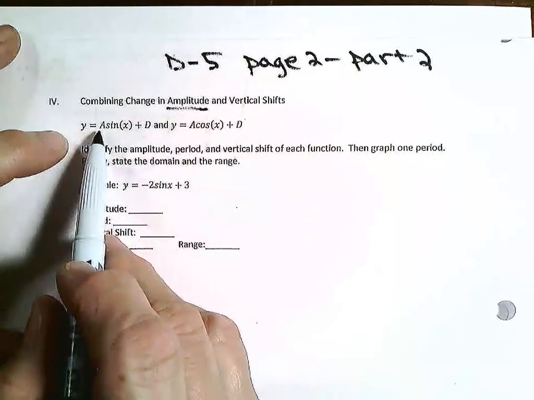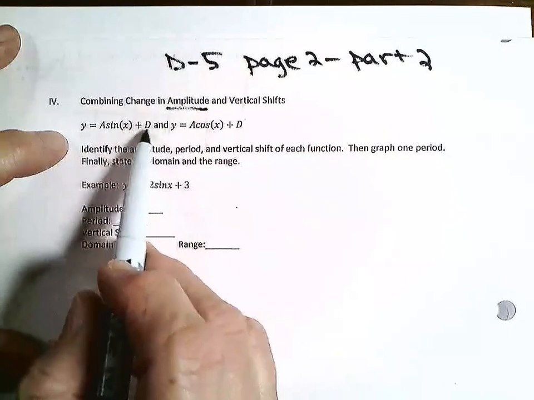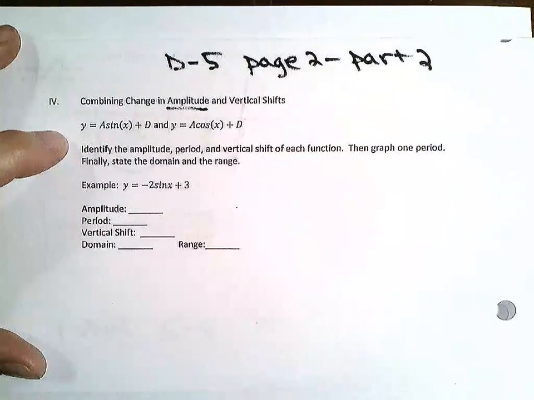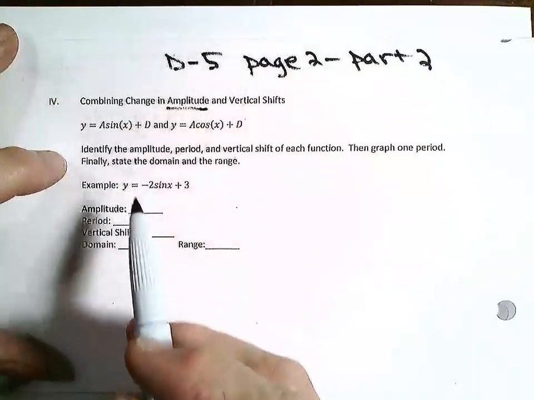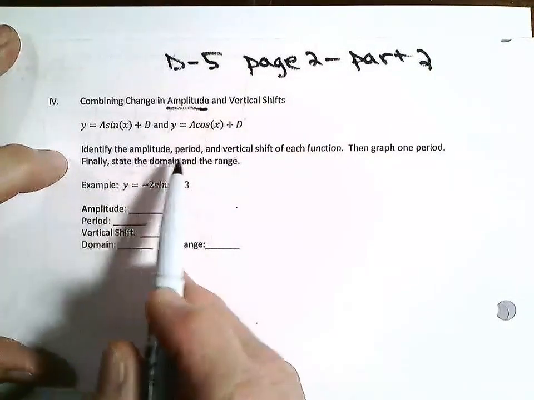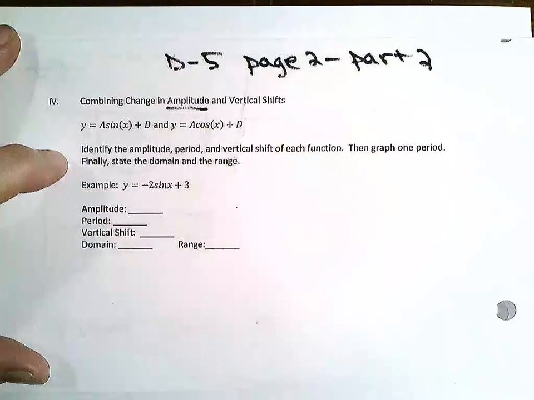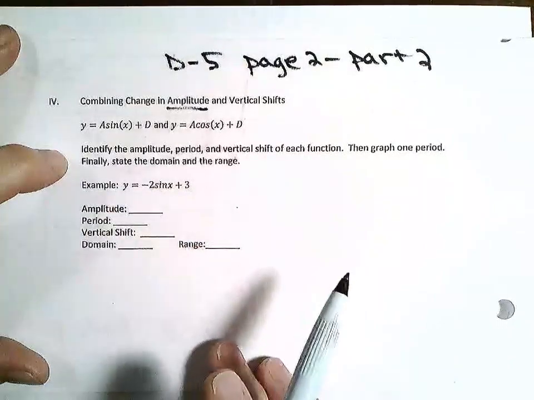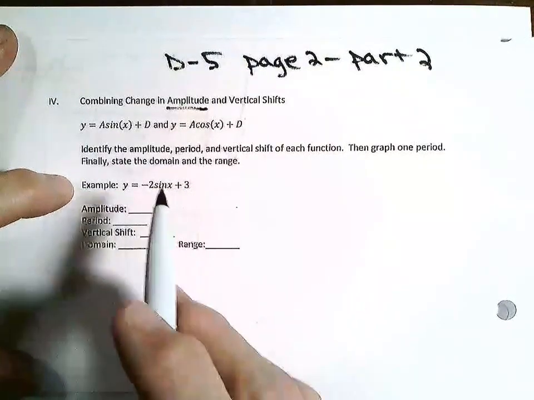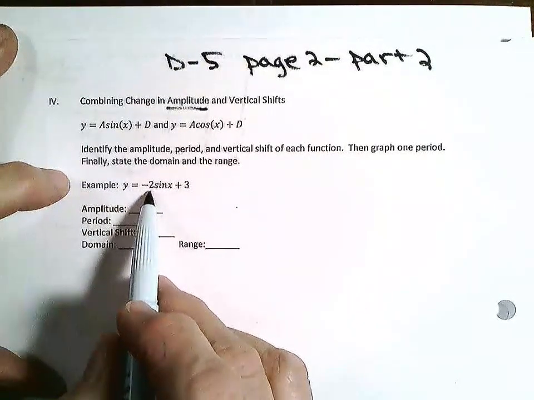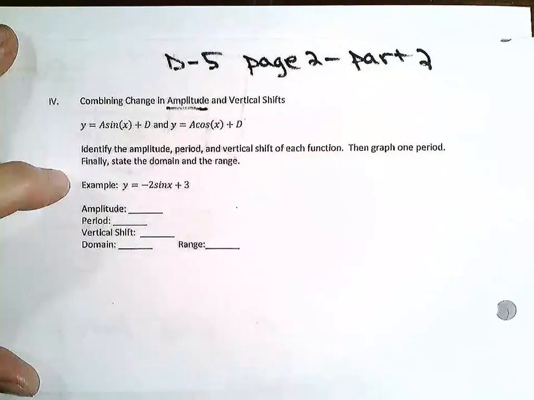Remember, the a is going to affect the amplitude. The d is going to determine what the vertical shift will be. So we'll identify the amplitude, the period, the vertical shift, graph one period, and then finally state the domain and the range. So we have y equals negative 2 sine x plus 3.